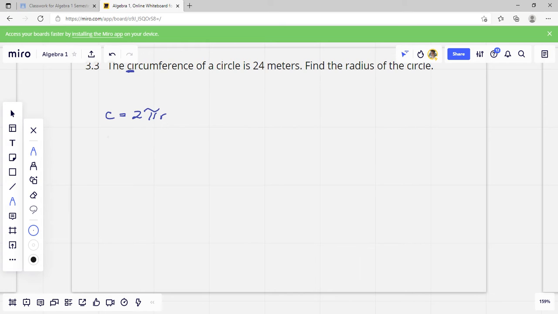Well, if C is 24, we can just put our 24 where C is: 24 equals 2 pi times the radius. And we're trying to get radius by itself. So what I'm going to do is divide both of these sides by 2. Right, because I was times 2. To get rid of that, I'm going to divide by 2. 24 divided by 2 would be 12 equals pi r. Okay, and then we're going to have to divide by pi.